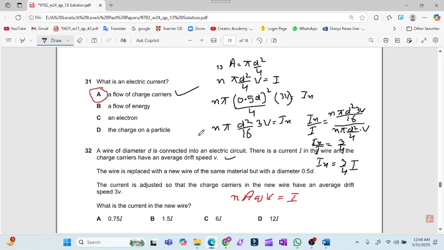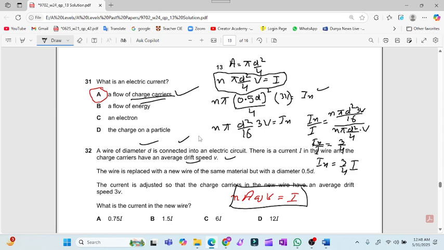So what is an electric current? That is the definition: electric current is the rate of flow of charge carriers. So now the next question is 32. We will use the formula NAQV equal to I. So a wire has a diameter this and speed this. So for the wire, what will be the expression? Pi d square by 4, because area equal to pi r square, or pi d square by 4 because the diameter is given.